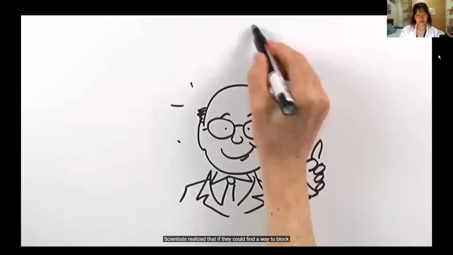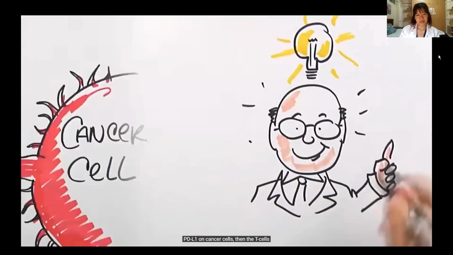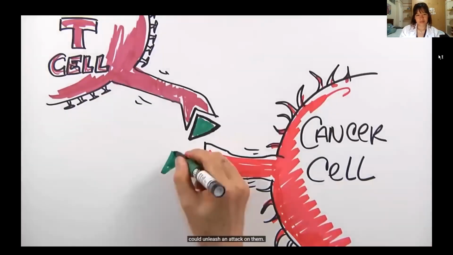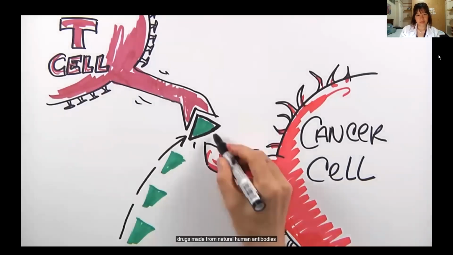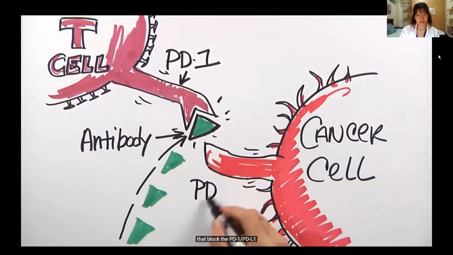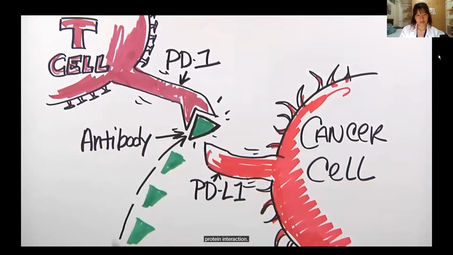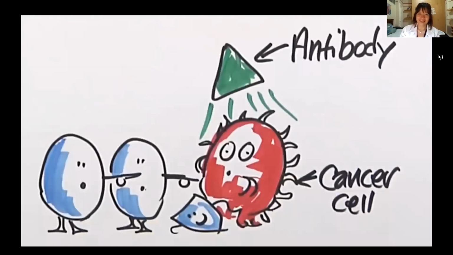Scientists realized that if they could find a way to block PDL1 on cancer cells, then the T cells could unleash an attack on them. This discovery led to the development of drugs made from natural human antibodies that block PD-1/PD-L1 protein interaction. The T cells are then able to recognize the cancer cells and begin their attack.